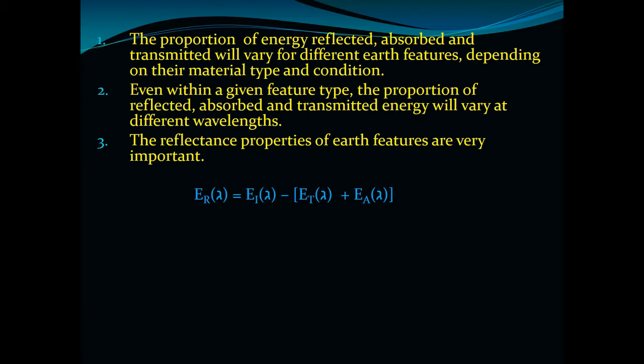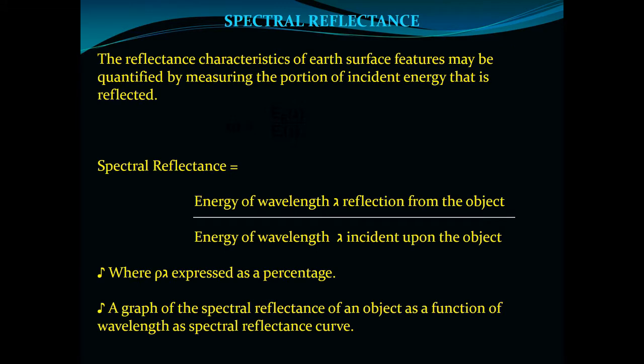Once the energy reaches the Earth surface, how it interacts with the Earth surface features is an important aspect. The energy is incident on the features, and it gets reflected, absorbed or transmitted. So E_I lambda is the incident energy, maybe you consider 100%, R is the reflected energy, T is the transmitted energy, and A is the absorbed energy.